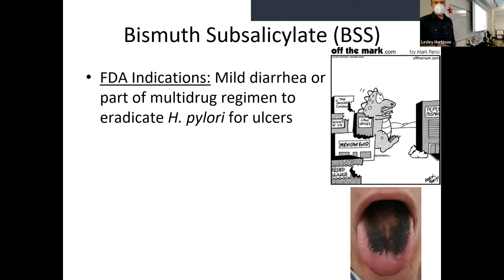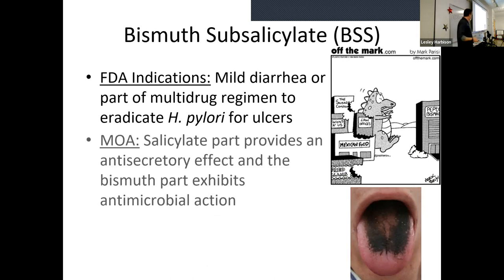So here's Pepto, bismuth subsalicylate. That's our friend Pepto here. And if you guys want to look at a Pepto bottle, you can pass them around. Good old Pepto is indicated for mild diarrhea, and you can also use it for H. pylori infections. It decreases secretions, and it also has some antimicrobial action, so they think that might be why it helps with H. pylori as part of that regimen.